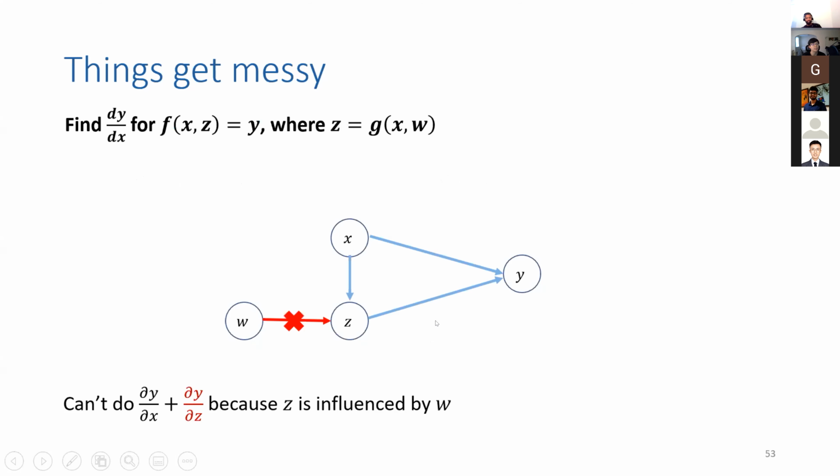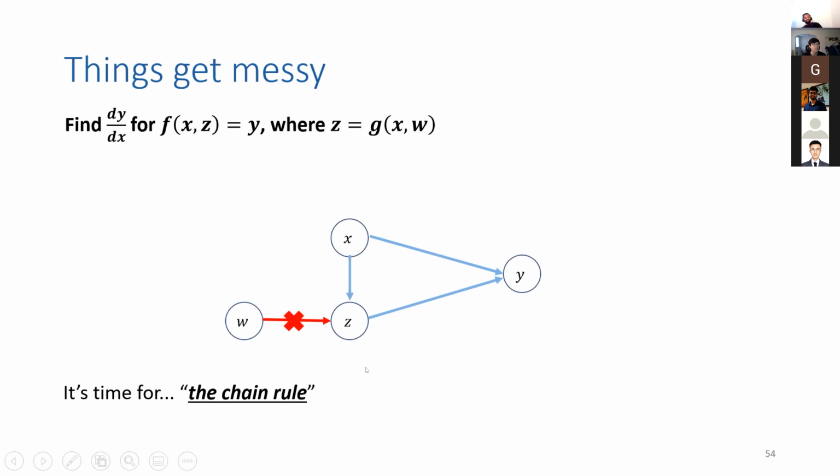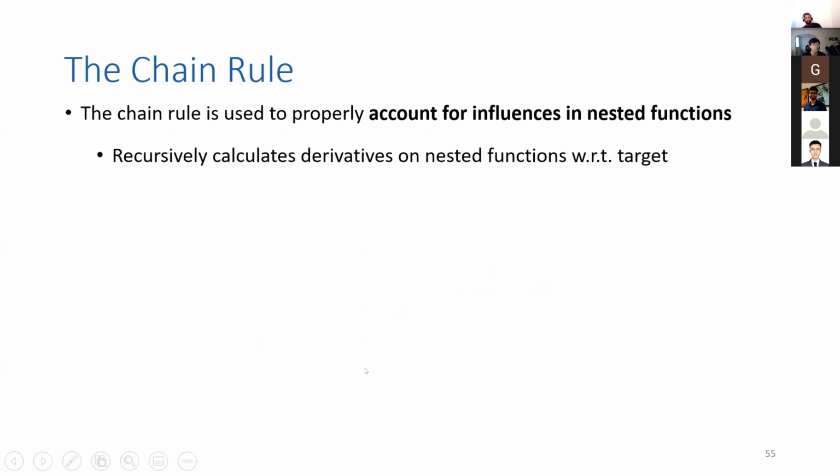And so part of the issue is that there's w here as well, which we don't want to include in our actual figure. If we just naively said, okay, let's take the derivative of y with respect to x, and then we have this other pathway and we sum it, like let's take the derivative of y with respect to z, that wouldn't work because there's also w included in z as well. And so that motivates the chain rule, in the sense that the chain rule will help isolate the influence of certain variables on others.